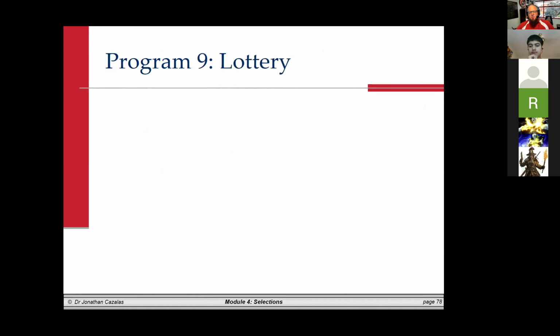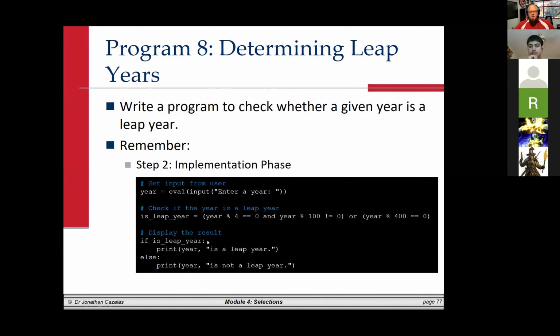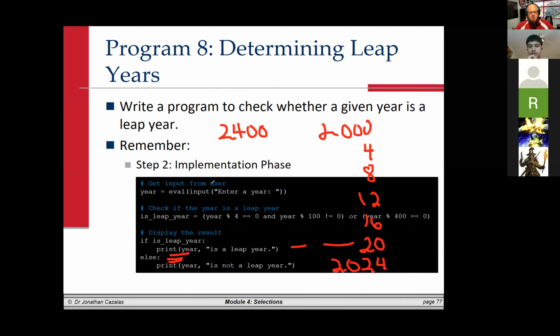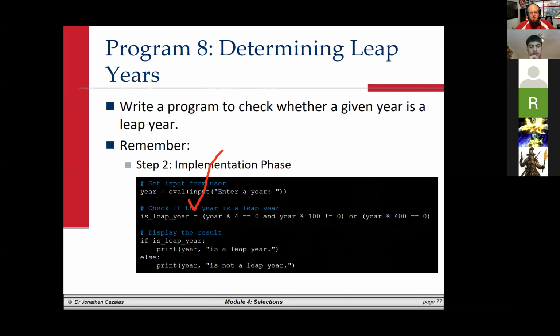And so here's the actual code. You ask a user to enter a year, and then we made this variable. I made a Boolean variable, is leap year, which I set to be the result of this expression. Because remember, someone just shouted out, what is this called that I'm pointing to? What is that called?